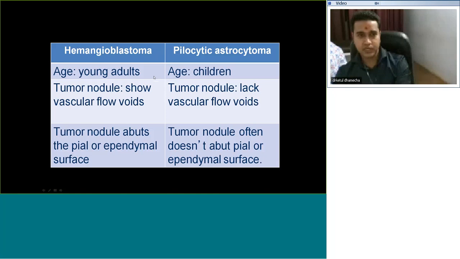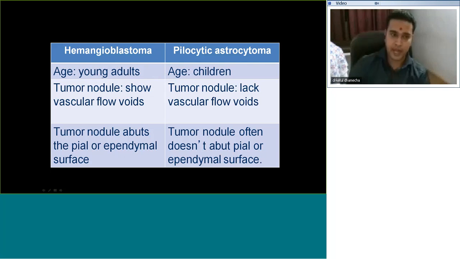So how do we differentiate hemangioblastoma versus pilocytic astrocytoma in the young adult? In hemangioblastoma, the tumor nodule shows vascular flow voids, whereas the pilocytic astrocytoma lacks the vascular flow voids. The hemangioblastoma nodule abuts the pial or ependymal surface, whereas the pilocytic astrocytoma, which looks like a cyst with a nodule, often does not abut the pial or the ependymal surfaces.